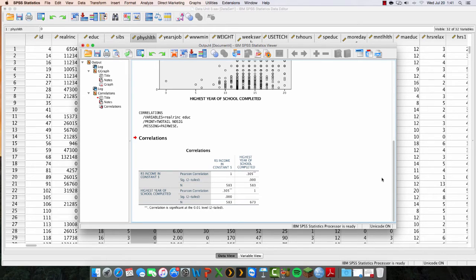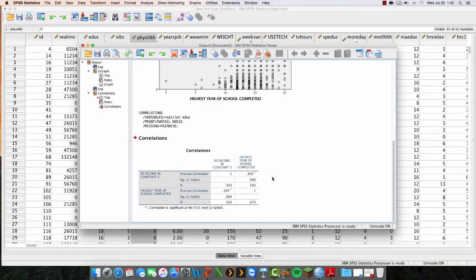Couple of pieces of information worth noting. Of course, you have the variable names across the top and along the side. Now, of course, real income in constant dollars and real income in constant dollars should be perfectly correlated in this correlation matrix because they're the same thing. We're ignoring that. We're not interested in that. What we're interested in is the relationship between real income in constant dollars and the highest year of school completed. Right? Basically asking the question, will we see a boost in income as we see a boost in education?